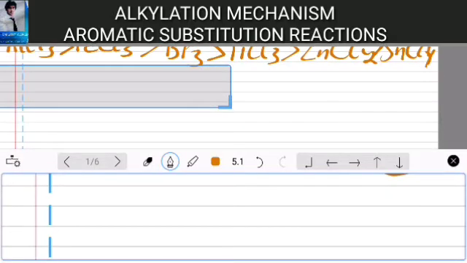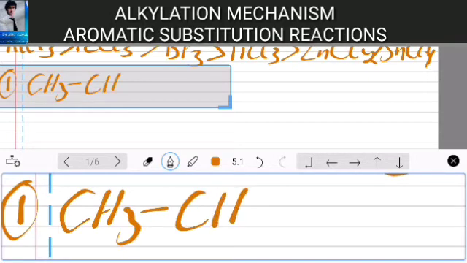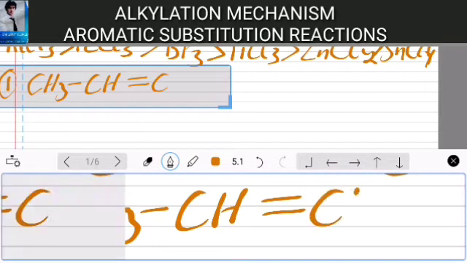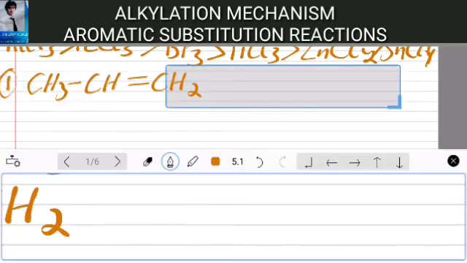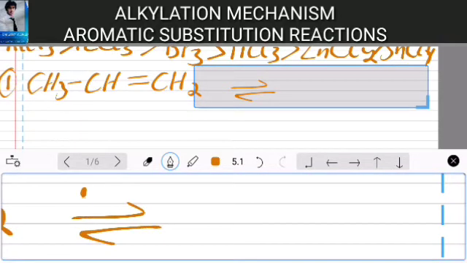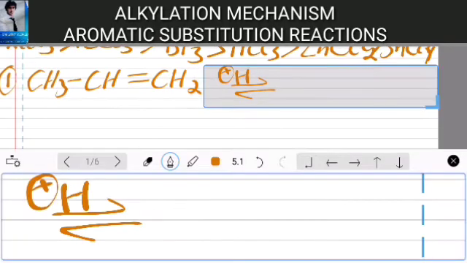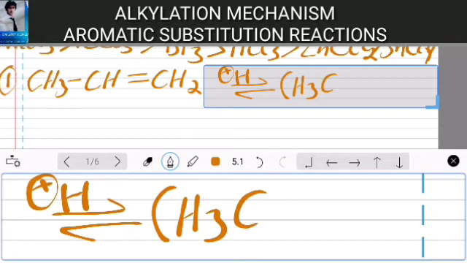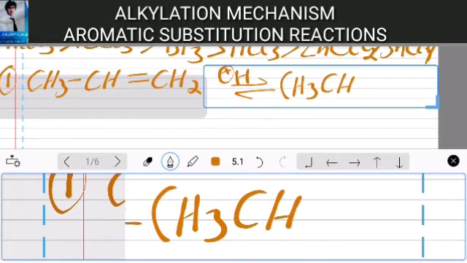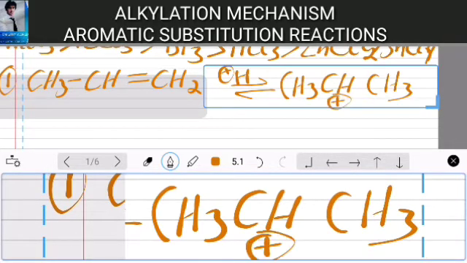Polyalkylation is also done by other reagents. For example, the alkene CH3CH=CH2. For this purpose, this alkene is first attacked by some acid, H positive. We can give it H positive and it will become CH3CH2CH3 with the positive sign here.